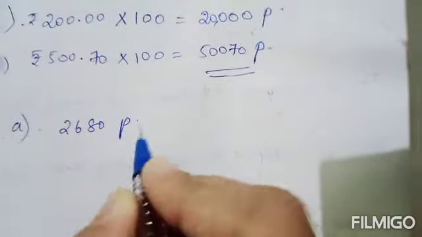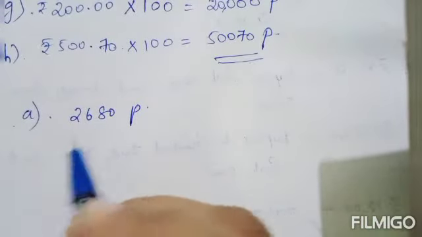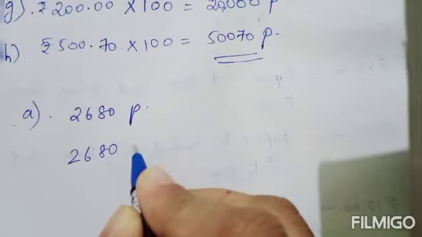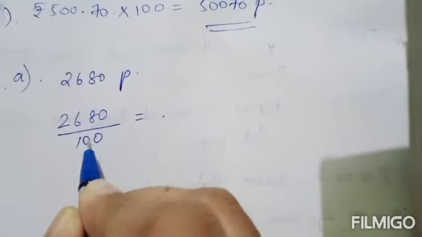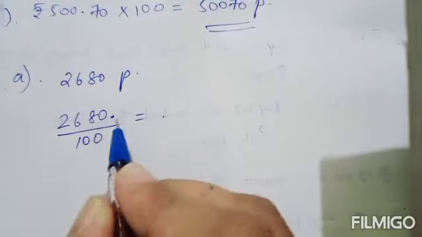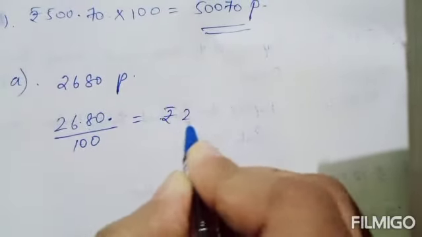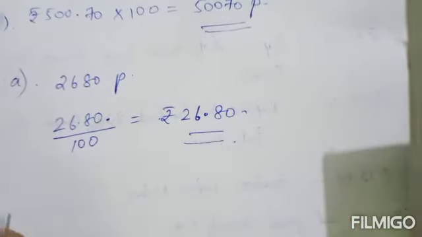In order to convert paise to rupees, just divide this amount by 100. So 2,680 divided by 100. What you will get? Division by 100. Decimal point will move 2 places to the left. Okay, so this is 1, 2. Here will be the decimal point. You will get rupees 26.80. This will be the answer.